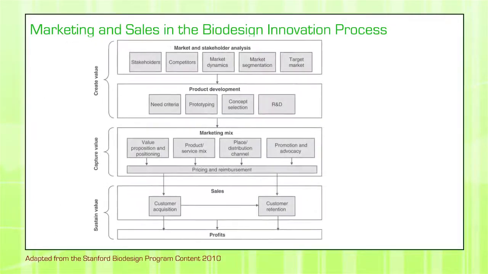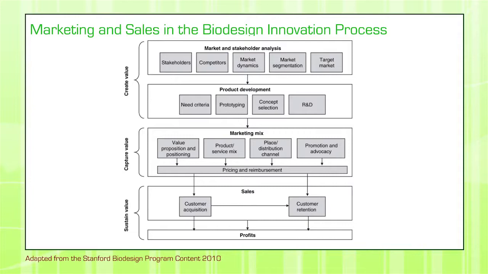So if we think about marketing and sales in the biodesign innovation process, we're actually talking about three main concepts: creation of value, capture of value, and sustainability of value. In the first stage, creation of value, we have two main sets of activities. The first is related to market and stakeholder analysis, and the second to product development. In market and stakeholder analysis, as we have reviewed in previous presentations, it suffices to say that a stakeholder analysis should be performed in order to investigate what is important for every single person that has a stake in your medical device product and commercialization. In terms of marketing, you want to explore competitors, market dynamics, segmentation, and actually define your target market.